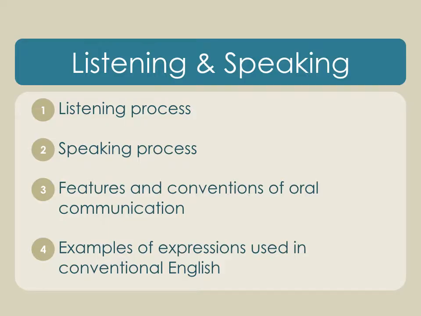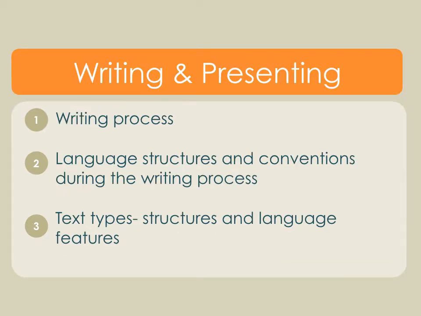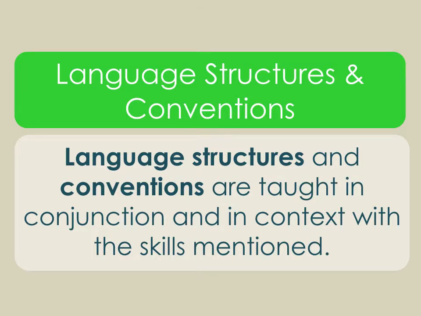Listening and speaking is an essential aspect of first additional language, and as we said earlier, make sure that this is put in as much as possible into lessons so the learners get exposure to the language. Reading and viewing is such an important process of developing language skills, and this should be included in as many lessons as possible. Writing and presenting, of course, is essential, and there are 3 different aspects to this skill set. And then, of course, you've got language structures and conventions, which is taught in conjunction and in context with the other skills that are mentioned.